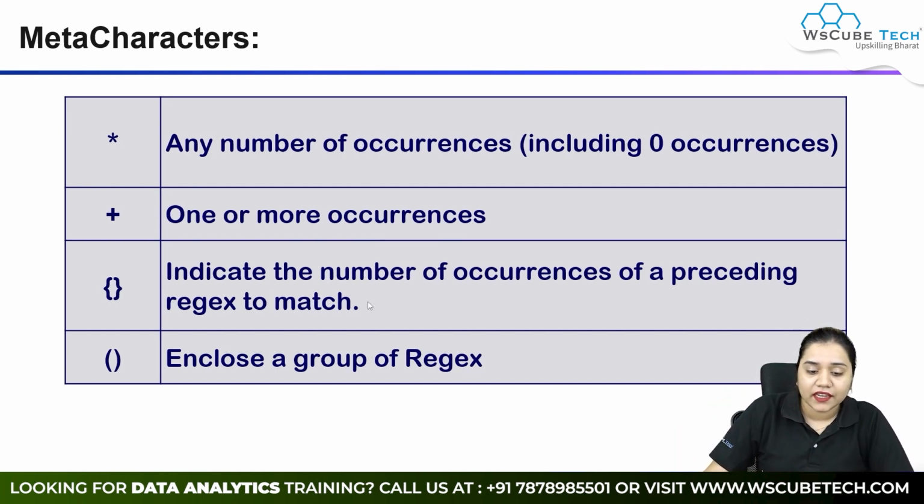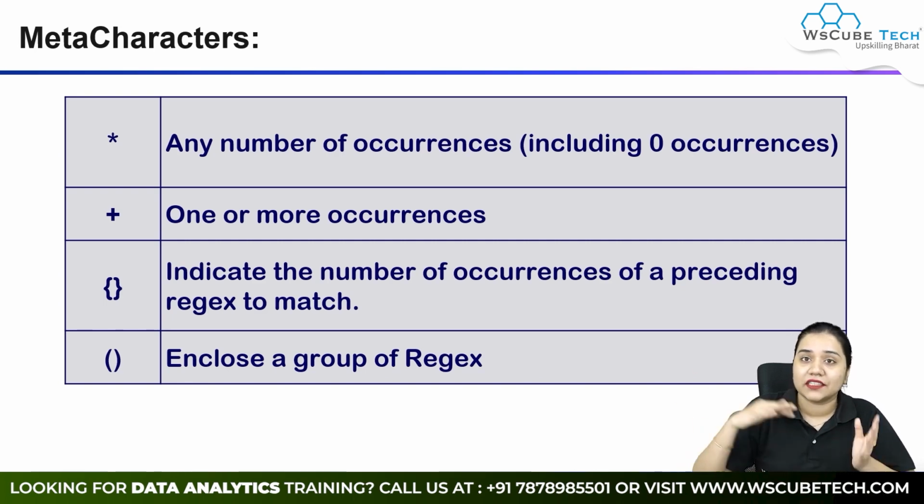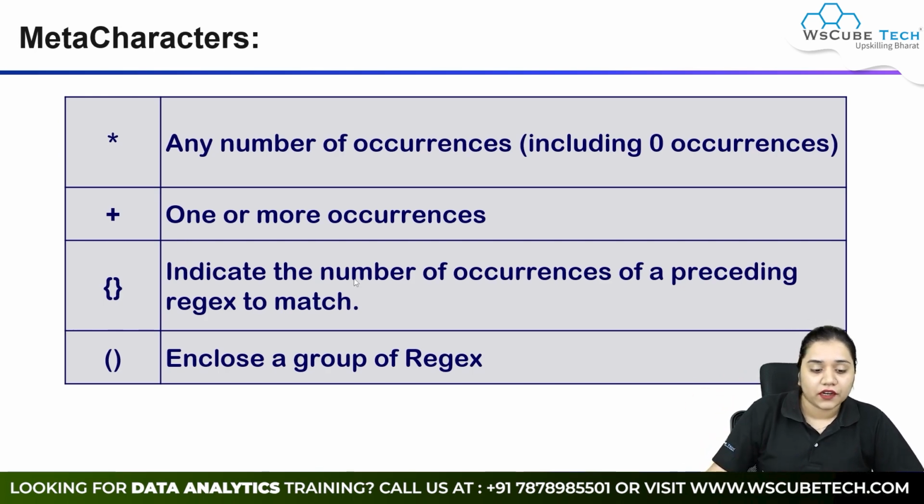Then we have braces, which indicate the number of occurrences of the preceding regex to match. That means this indicates how many occurrences of whatever the preceding character is, the character written before the braces. After that, we have parentheses, which are used to enclose a group of regex. So these are the meta characters.